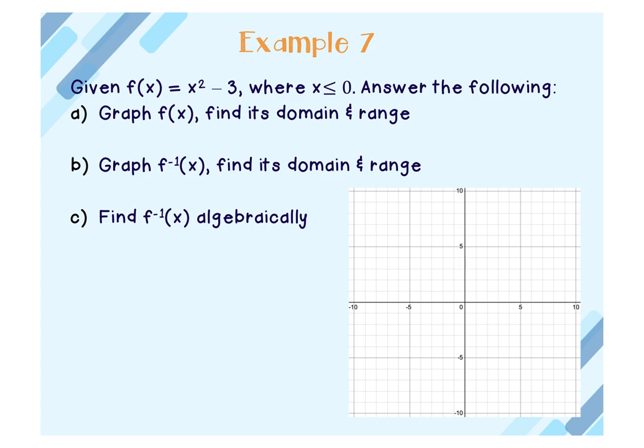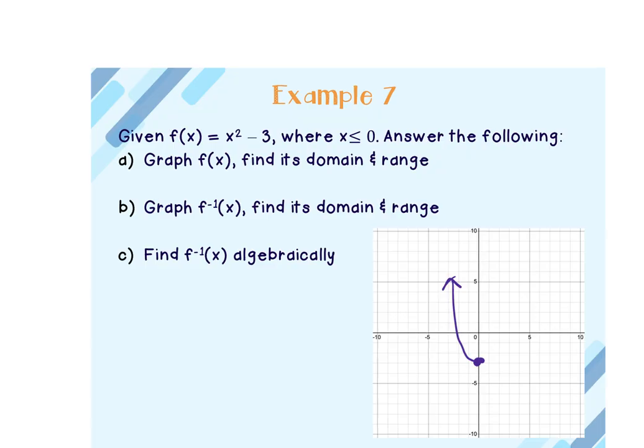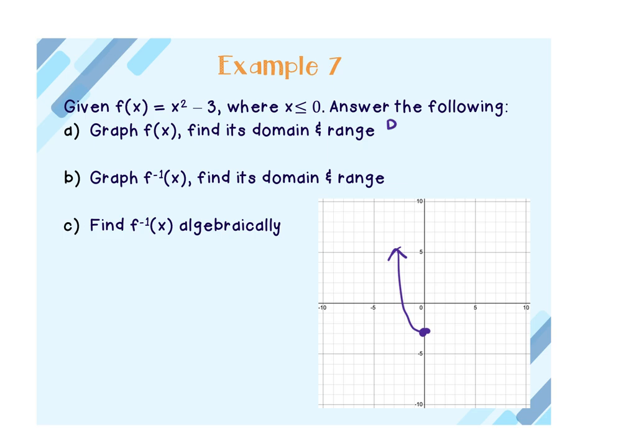Now what does this graph look like? What's x squared minus 3? A parabola shifted down 3. So in its entirety, without the restriction, it will look something like this, right? But it says where x is less than or equal to 0. So it only wants from 0 and then left of 0, okay? What's the domain on this? Negative infinity to 0. Good.